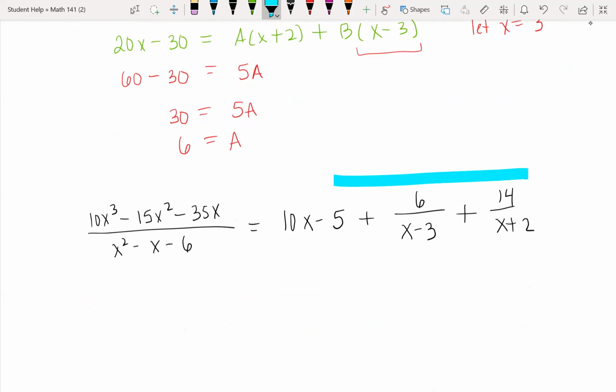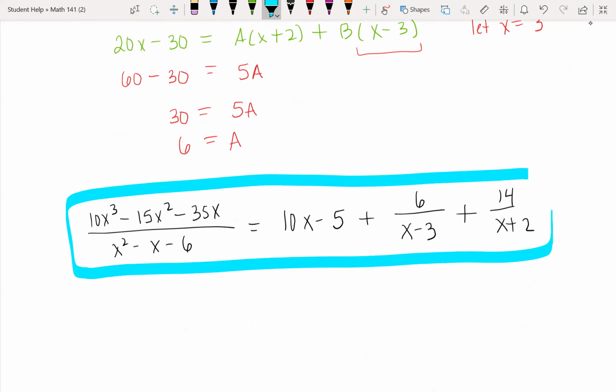So that's our answer. These problems are really time consuming, but you do use them in calculus when you're integrating. That's something that's complex.